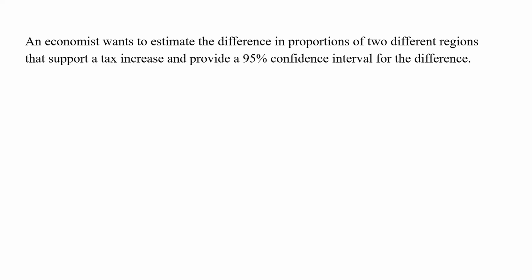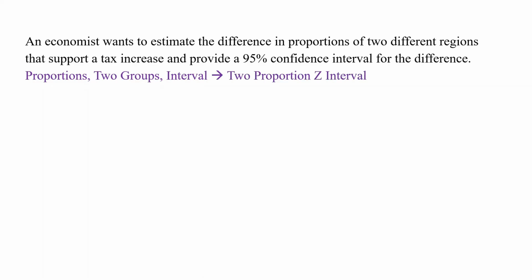So an economist wants to estimate the difference in proportion of two different regions that support a tax increase and provide this 95% confidence interval for the difference. So we are looking at proportions. They say proportions in the problem. We are looking at two groups here, and it does want an interval. So you got to think proportions, two groups with an interval. That's going to be a 2 proportion Z int.